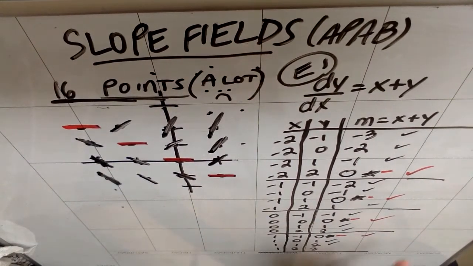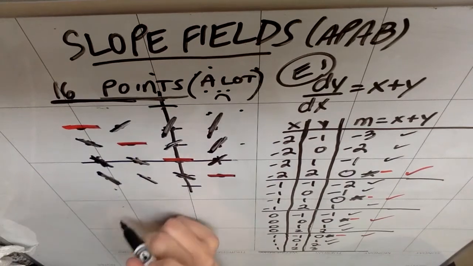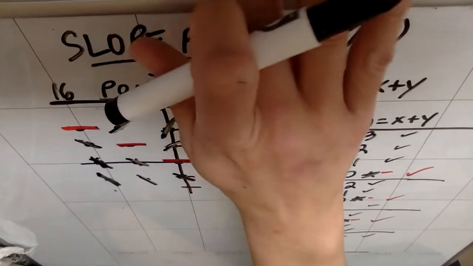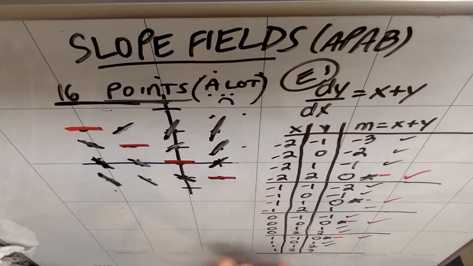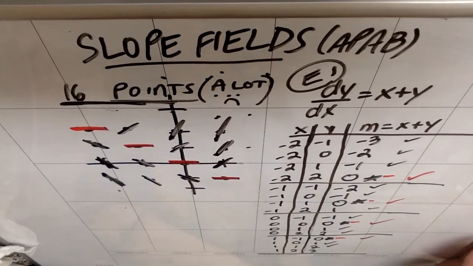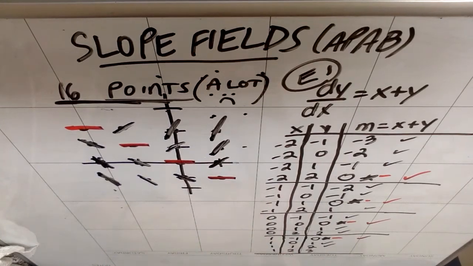Cool. So that's my slope field. Now, sometimes the AP will ask you to find a specific point. Sorry about that. The computer started to go to sleep. Sometimes the AP will ask you to find a specific point and then sketch a solution curve.